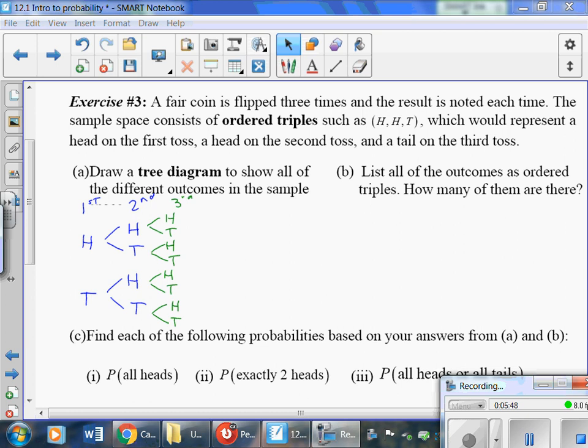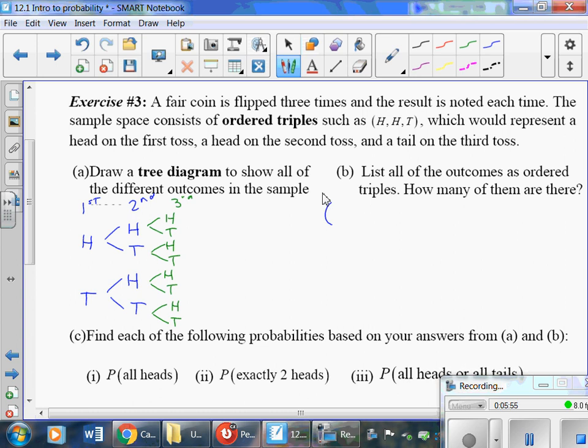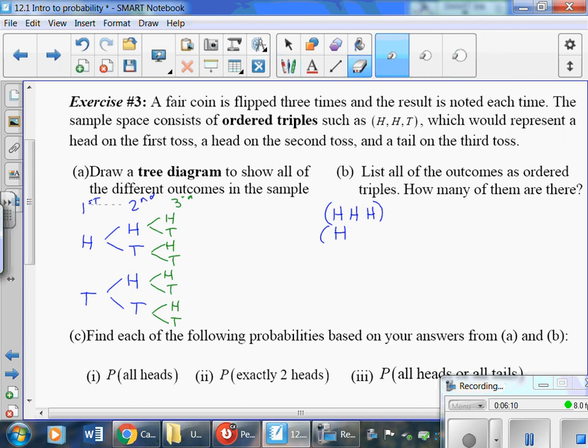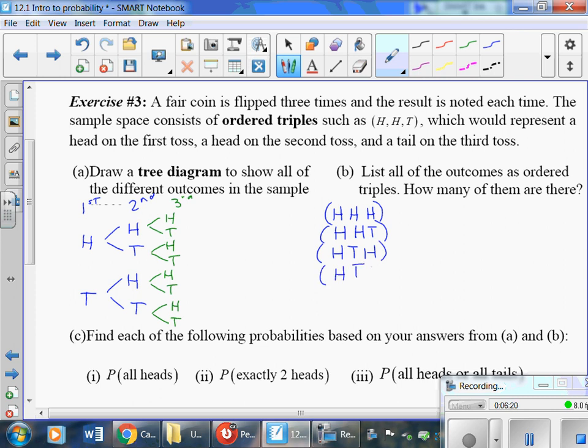So then it says list all the outcomes as ordered triples. So what you can do is you can come over on this side and you can say, well, what are all the possibilities? Well, I'll go in order, and the first possibility is heads, heads, heads. Then it goes to heads, heads, tails. Heads, heads, tails. Then it goes to heads, tails, heads. And then it goes to heads, tails, tails. So that's basically these 4 right here.